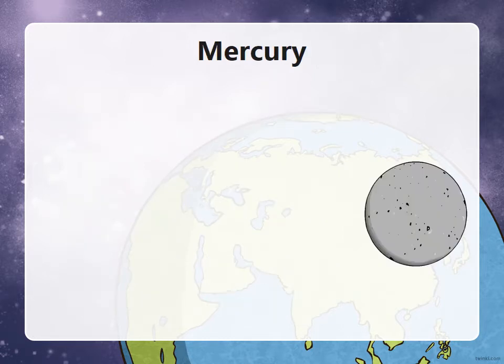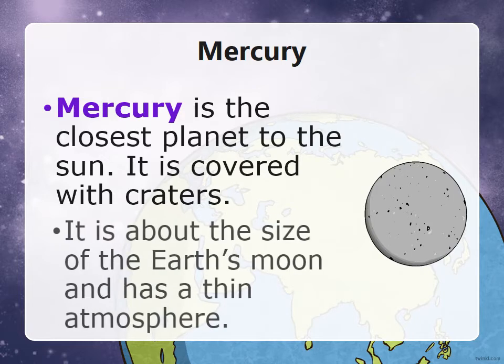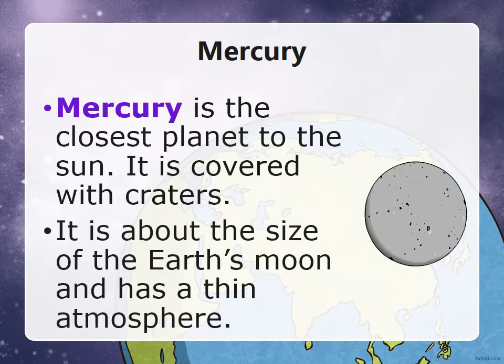The first inner planet is Mercury. Mercury is the closest planet to the sun. It is covered with craters. It is about the size of Earth's moon and has a thin atmosphere.